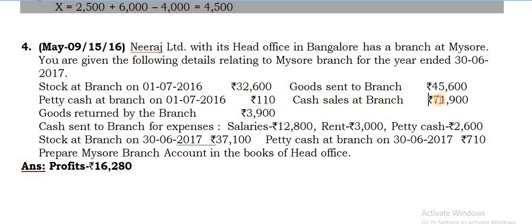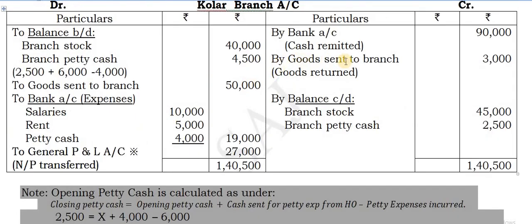Cash sales at the branch, take this on the credit side. That is the remittances. Goods returned by the branch, take this on the credit side. Same head: by goods sent to branch, both sides the same. Don't write goods sent to branch as returned. See here, the goods heading is the same: goods sent to branch here, goods sent to branch there, both sides the same. But goods returned is shown within brackets, that's all, on the credit side.